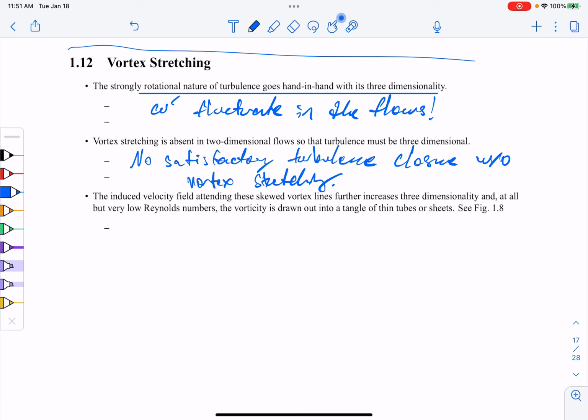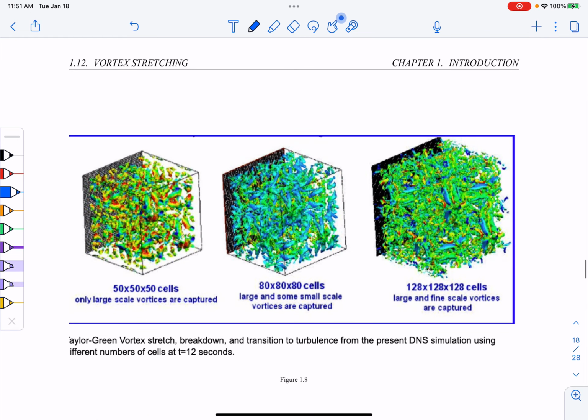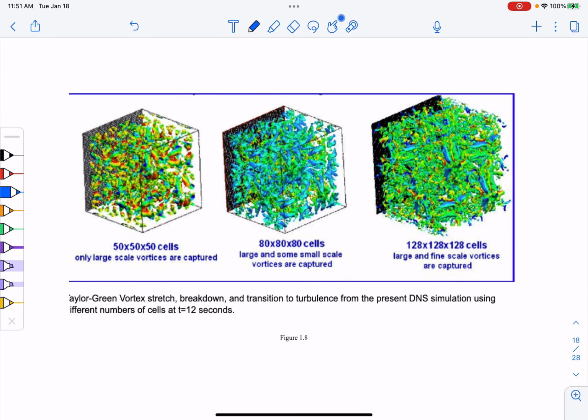I shall also note that for high Reynolds turbulence or low, you'll see these types of tubes, and I'll show them in the figure. So 1.8, let's go down and look at that. This is one figure I took off the internet, and it's basically the Taylor-Green vortex, which is an initial solution, and it's unstable, and it's going to break down into turbulence. And so here are 3 DNS simulations. Direct numerical simulation, meaning you're just using the computer to solve the Navier-Stokes equations. And these are discretized on 3 sets of cells, 50 cubed, 80 cubed, and 128 cubed.